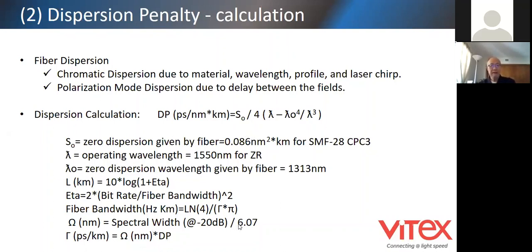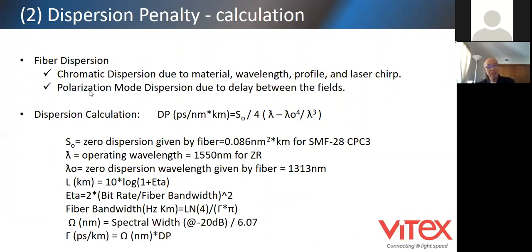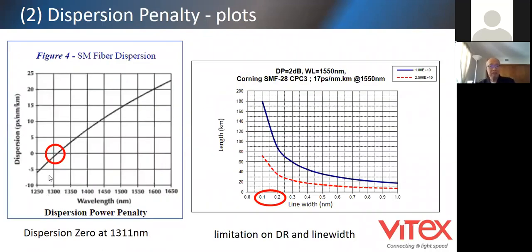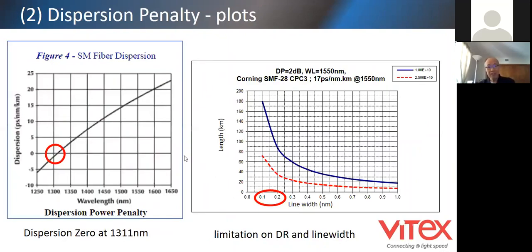But basically, dispersion penalty can be calculated by using those formulas all the way through. You can plot out the curve like that by using all the information here. This one is 0 picoseconds per nanometer per kilometer dispersion at 1310. You can really plot that out with the formula. And then this one is more interesting. That's the purpose why I do all these things.